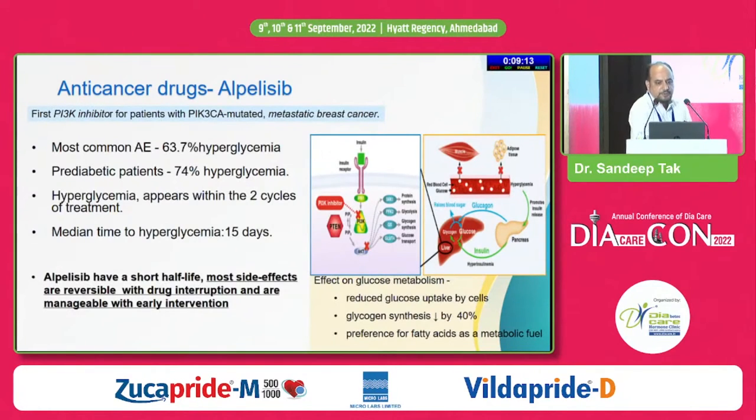Anti-cancer drug like alpelisib, this is another newer drug. This is the PI3K inhibitor used in metastatic breast cancer. Again, its most common side effect is hyperglycemia. Hyperglycemia is observed in more than 60% of patients, usually typically seen after 2 cycles of therapy. But the good thing is it has a short half-life and it has a direct effect on glucose metabolism only. So once we stop this drug, the hyperglycemia resolves. The direct effect includes reduction in glucose synthesis as well as preference for fatty acids by the cells. Glucose is spared, that's why there is hyperglycemia.